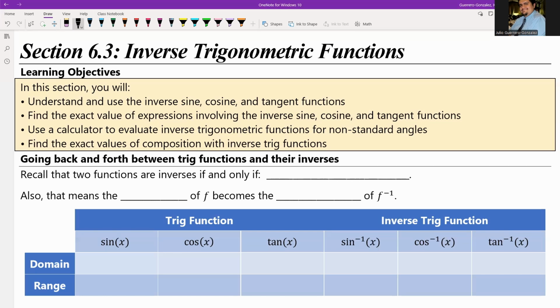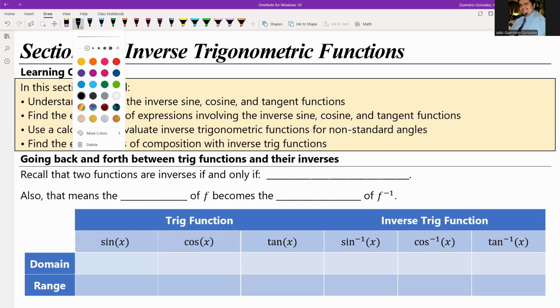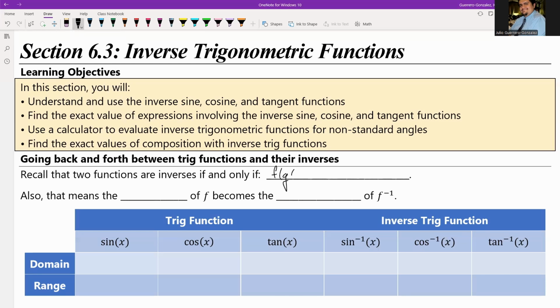That two functions are inverses if and only if both of these things hold. Suppose f and g are the inverse candidates. If you grab f of g of x, and I'm going to put the other one here at the same time, if both of these are equal to x, then you have inverses. This means that f and g are inverses.